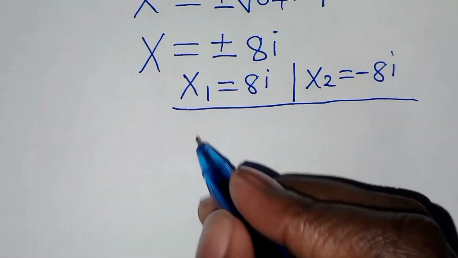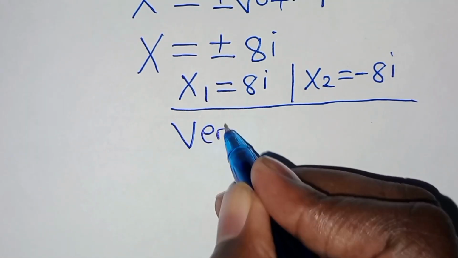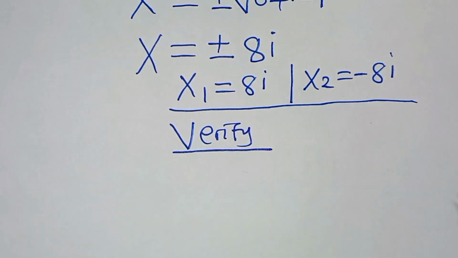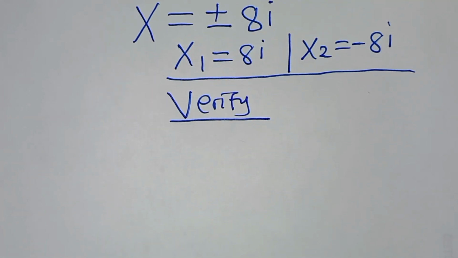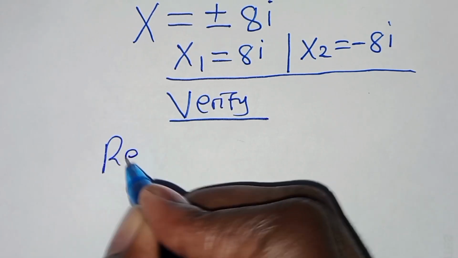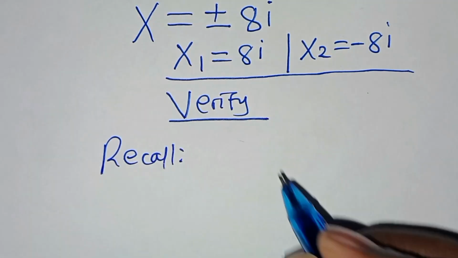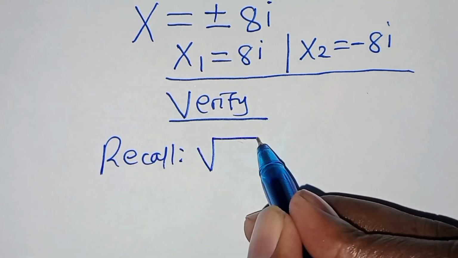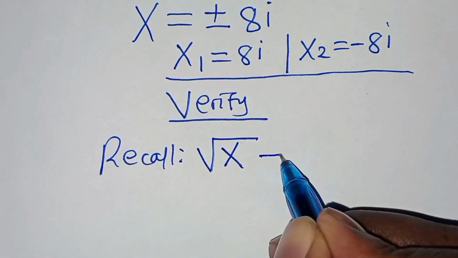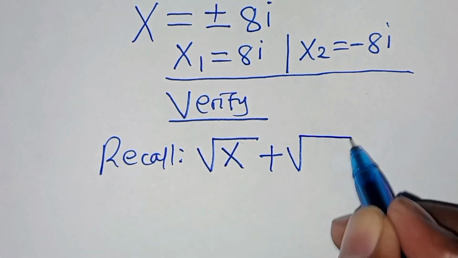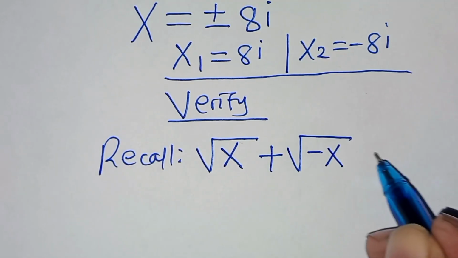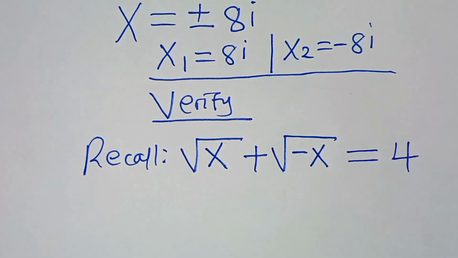So let's verify that these values of x satisfy the equation. Now, if you recall, we have that the square root of x plus the square root of minus x is equal to 4.